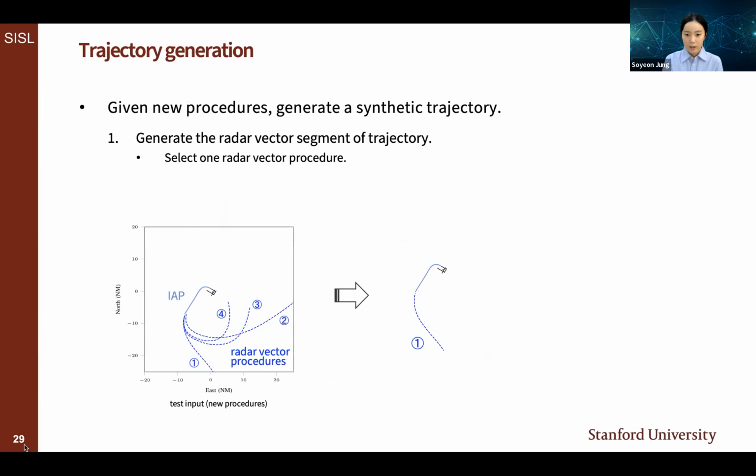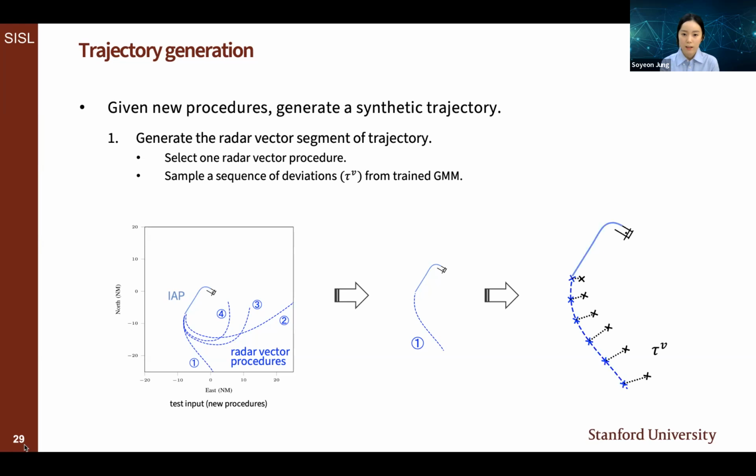After we train the GMM with the rank k approximation, we can generate a synthetic trajectory given a new set of procedures in the following steps. First, we can generate the radar vector segment of the trajectory by selecting one radar vector procedure and then sampling a sequence of deviations from the trained GMM. And finally, reconstructing the trajectory of aircraft positions.